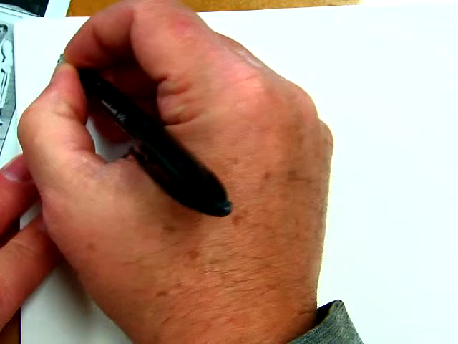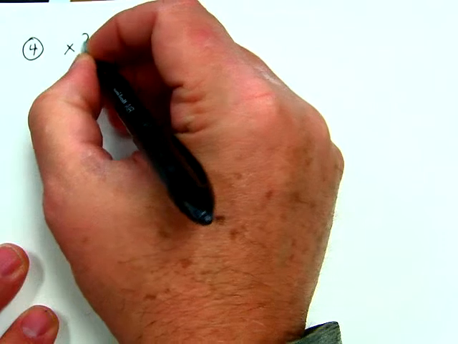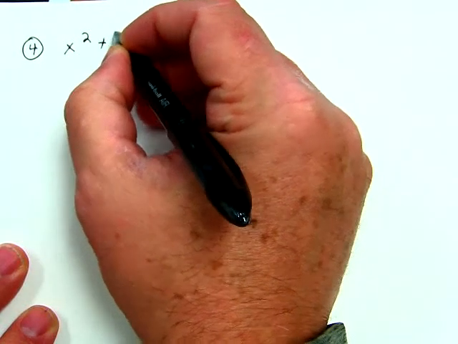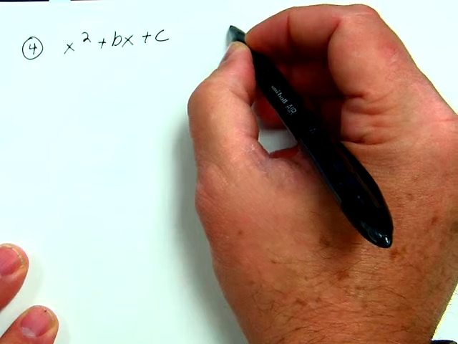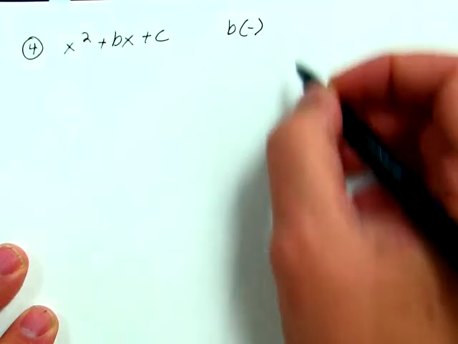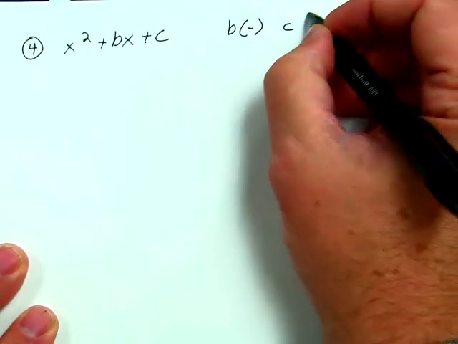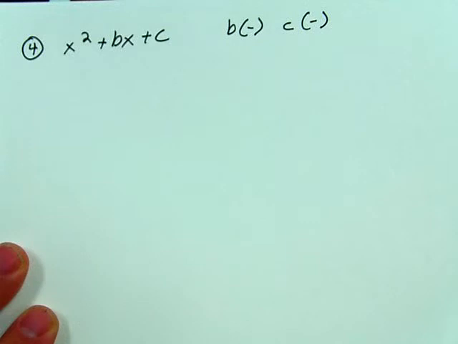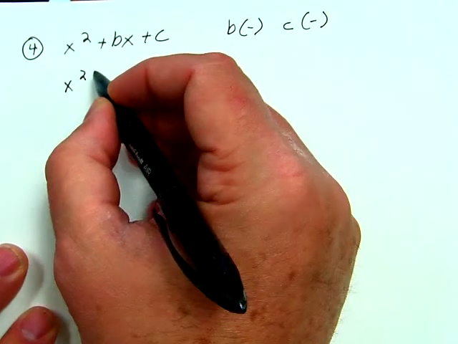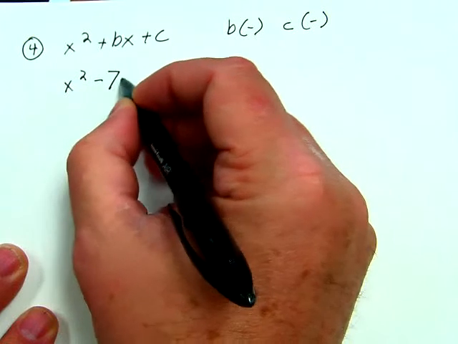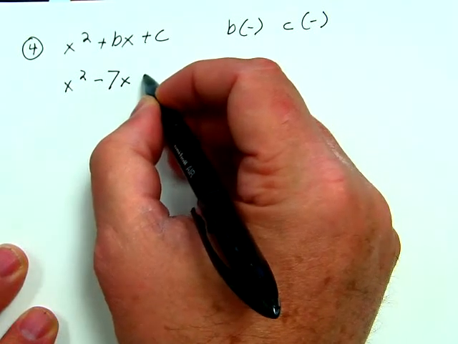All right, let's look at example 4. In example 4, once again, the format of our equation is x squared plus bx plus c. And in this example, we're going to deal with a negative b and a negative c. So here's my example: x squared minus 7x minus 18.